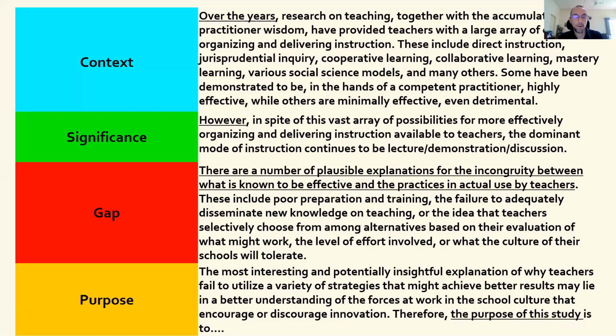Okay. All right. So what is the gap? There are a number of plausible explanations for the incongruity between what is known to be effective and the practices actually used by teachers. These include poor preparation and training, the failure to adequately disseminate new knowledge on teaching, or the idea that teachers selectively choose from among alternatives based on their evaluation of what might work, the level of effort involved, or what the culture of their schools will tolerate. In other words, the research has shown that there's evidence that all of these could be a possibility. All right. And what's nice about that, when it's proposed like that, is that we're still not sure. Okay. There's a number of plausible explanations.